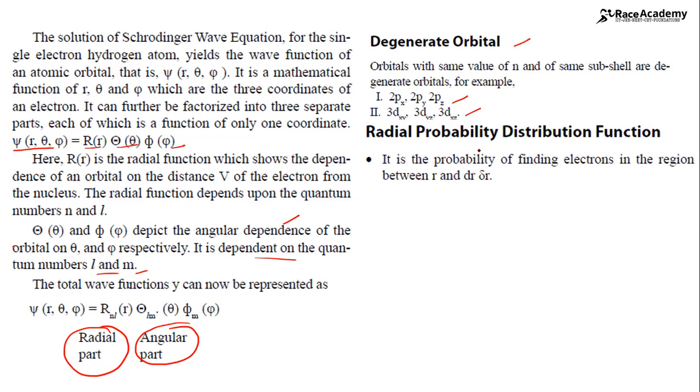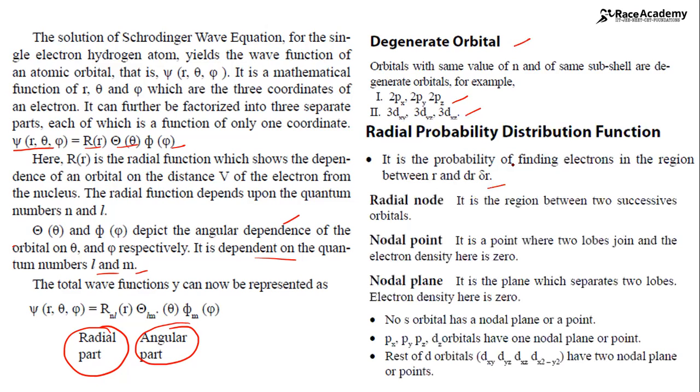And let us see what the radial probability distribution function is. It is the probability of finding electrons in a region between r and r plus dr. And what about a radial node? It is the region between two successive orbitals. What is a nodal point? It is a point where two lobes join and the electron density here is 0. What is a nodal plane? It is a plane which separates the two lobes. Electron density here is 0.